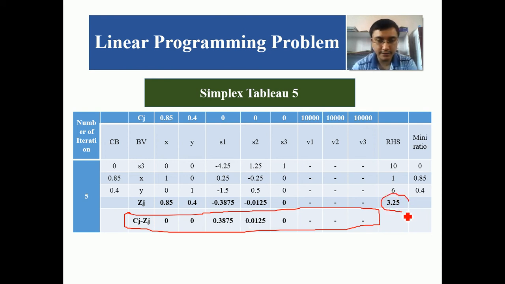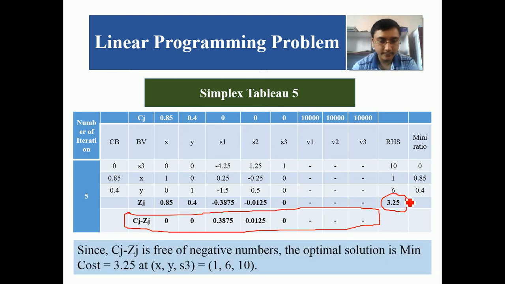and the optimal solution is 3.25, that is since Cj minus Zj is free of negative numbers, the optimal solution is minimum cost equals to 3.25 at x, y, x3 equals to 1, 6, 10, and we can observe that this value, the 3.25, is the optimal value, and while solving the problem through the big M method this value comes on decreasing and decreasing, and finally at the optimal point it will be the minimum, and it is our answer.